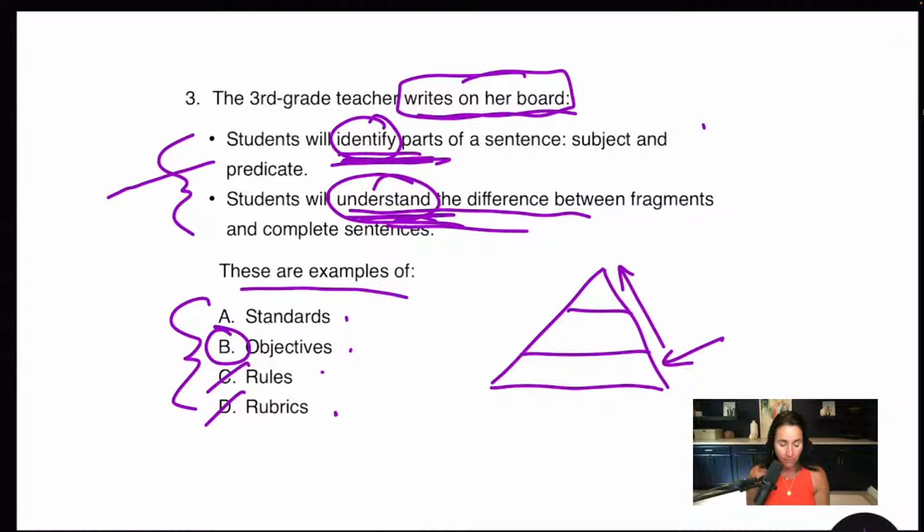Standards typically have numbers in front of them indicating the grade level, the strand, the skill, and all of that. You could argue that these could possibly be standards, but usually standards are much more in-depth and cover more ground than just this. You can tell that this is going to be a lesson on sentences. You can see subject and predicate and understanding the difference between fragments and complete sentences. This is going to be about a lesson. And so these are objectives.